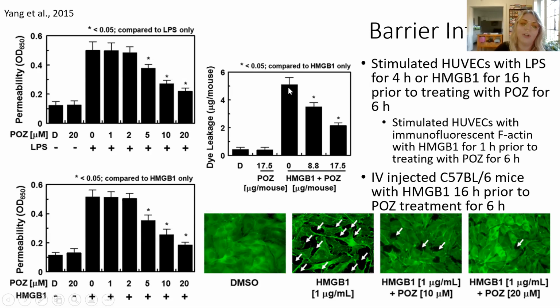And so they then tested this in vivo, where they IV injected BL6 mice again with HMGB1 16 hours prior to pause treatment, which they gave for 6 hours. And then they IP injected the mice with albumin-bound Evans blue dye to see how much of that dye leaked out. And they saw a significant decrease in the amount of dye leakage in pause-treated mice.